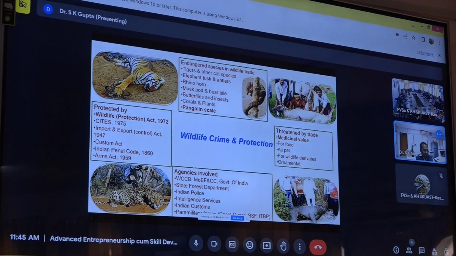And there are agencies already in place, including the Wildlife Crime Control Bureau, State Forest Department, Police, SKUAST, and many others. And the Wildlife Protection Act is on top, which provides strong support to the enforcement agencies. And among all the agencies, you cannot forget about the customs. So customs is also one of the important stakeholders, and they do come every year.